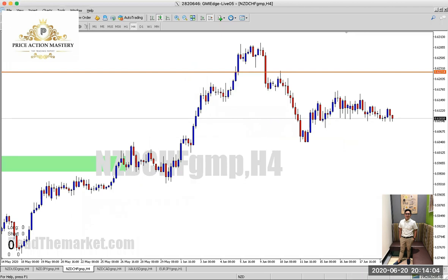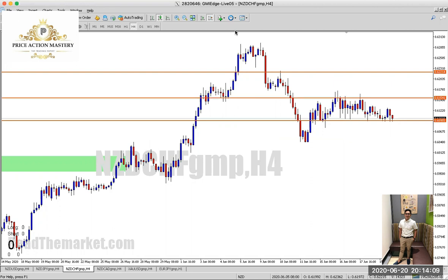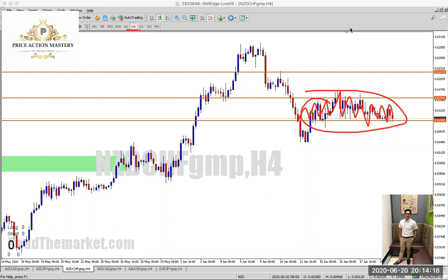And NZDCHF is a big range. Can you see why I say it's a big range? Because this is a 4-hour chart. Each candle represents 4 hours, so there are so many 4-hour candles in between here. Some of my members ask me, hey, why Josh? I sell, I expect the market to drop, and I break even my trade, and then later the market hit my break even. Is it that your strategy doesn't work? Hey bro, check the market. The strategy did work, but it's just the market condition.